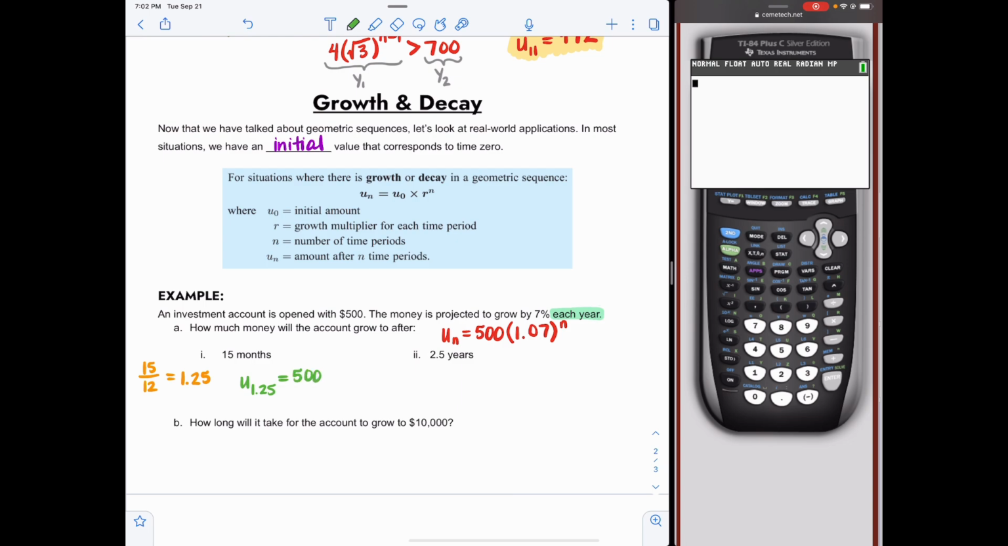So we're going to have 500 times 1.07 to the power of 1.25. And we're going to substitute that in the calculator. And we get that the amount of money that is in that account after 15 months is going to be approximately $554.13 because we're rounding to the nearest cent. And remember, when we round, we normally represent it with the little squiggly equals.